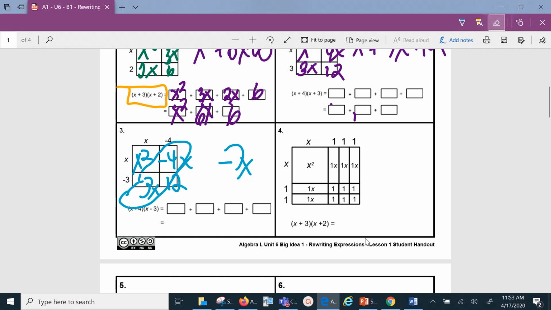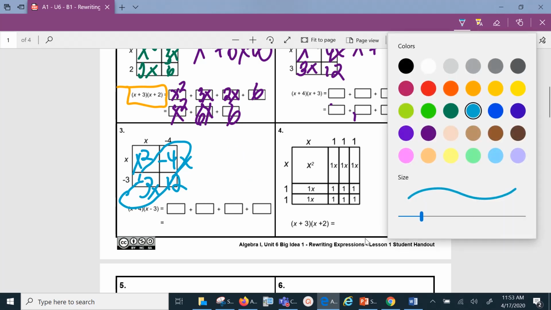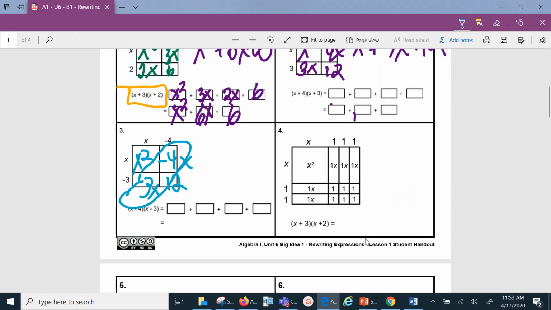And I don't want to clean this up because I don't want any confusion. Should I change the size of the pencil? Oh, I can. Let's change the size of the pencil, and let's make it black so you guys can see it pretty good. So x squared, negative 3, negative 4 is negative 7x, and positive 12.